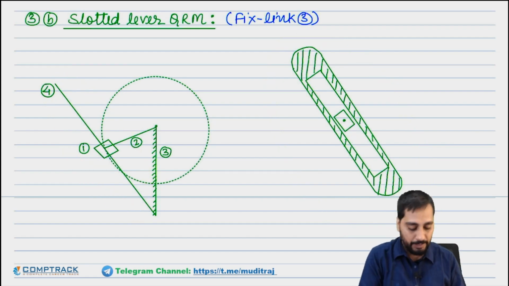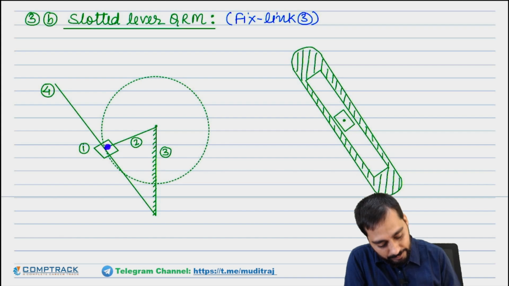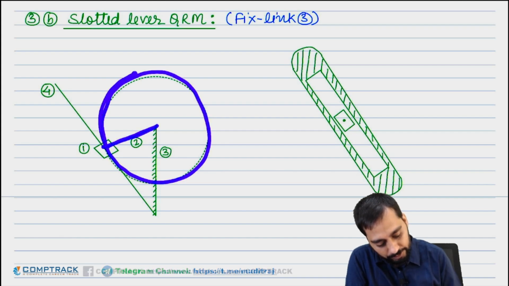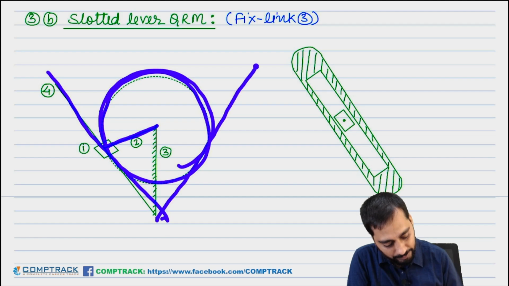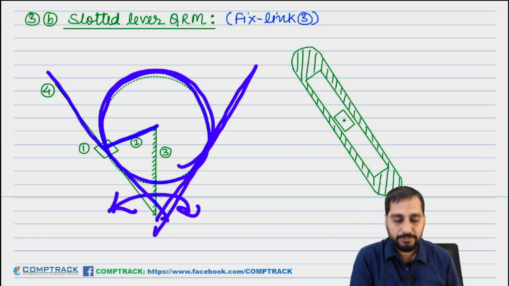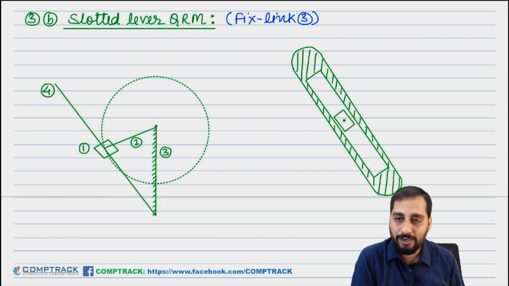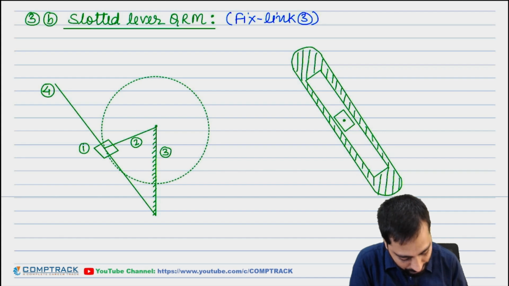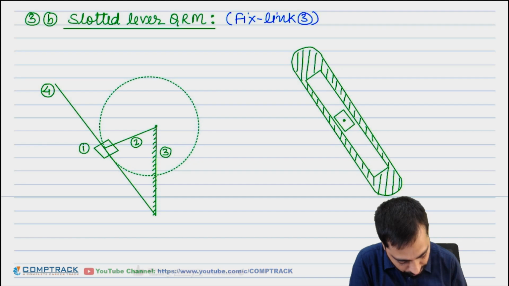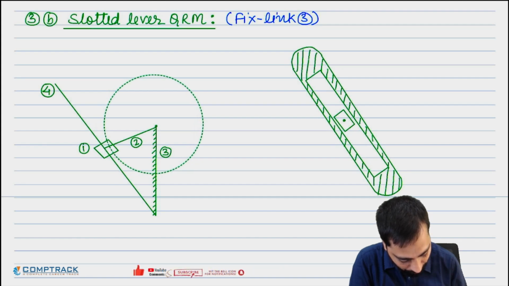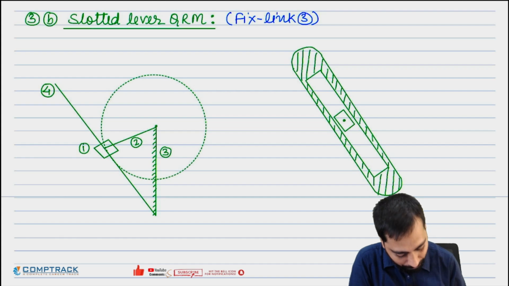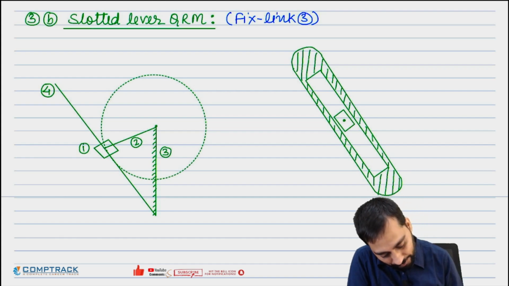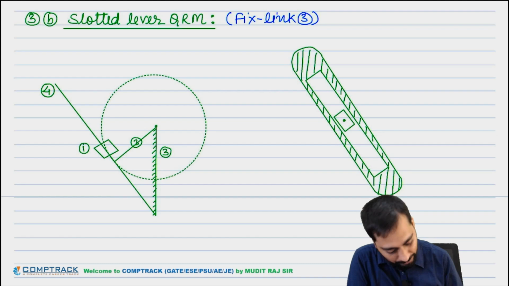Figure is clear? So when it is moving, this crank will be continuously moving like this. So this lever will be oscillating about this center. It will be at the farthest position when the angle between them will be 90. So it will be at the farthest position, let's say here, when the angle between them will be 90.